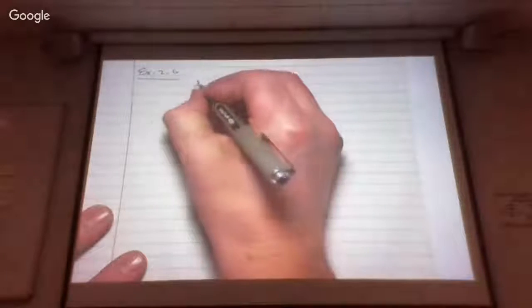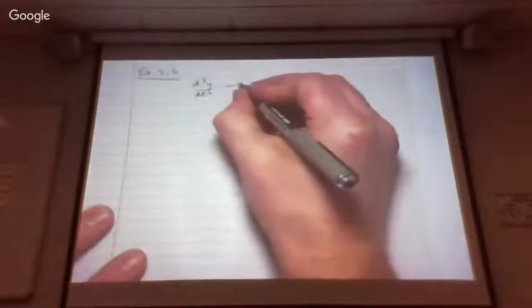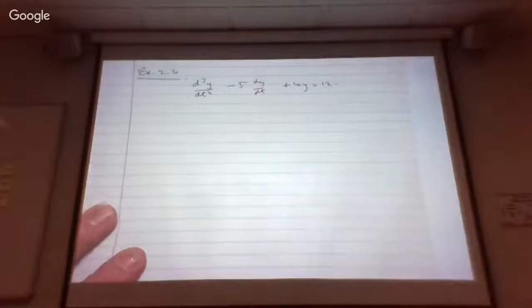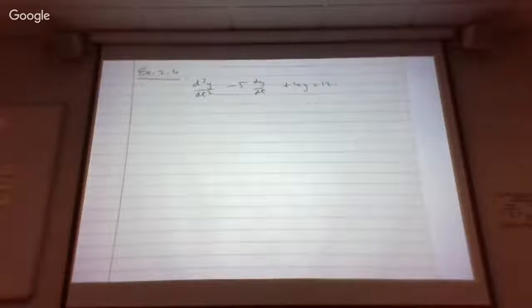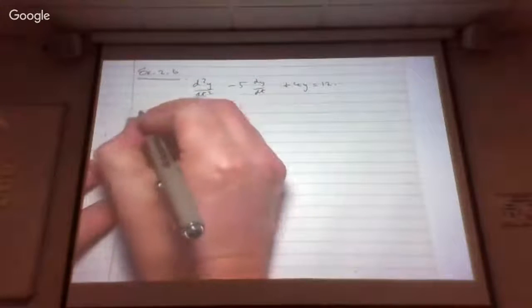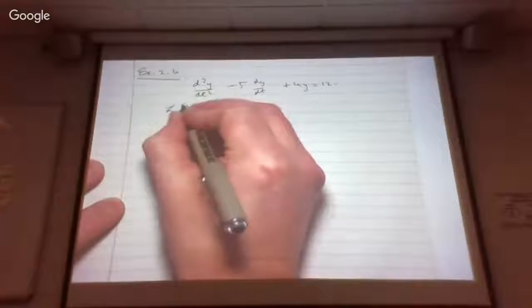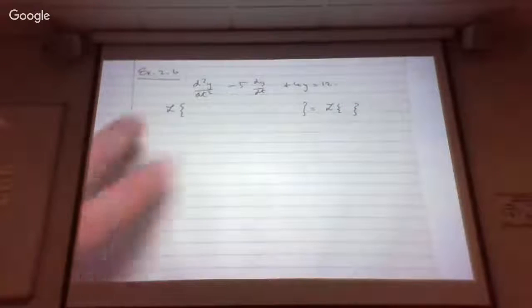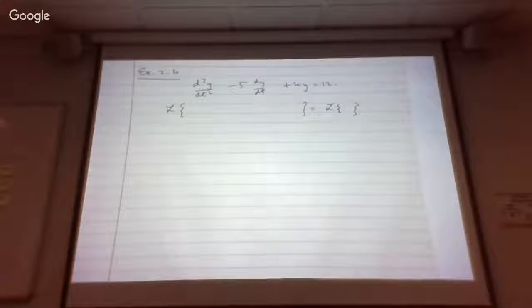So here's the original differential equation, d2y dt squared minus 5 dy dt plus 4y equals 12. So step one is to take the Laplace transform of the whole thing. Basically, the Laplace transform of the left-hand side equals the Laplace transform of the right-hand side. You've got an equation, you do the same thing to both sides, you still have an equation.